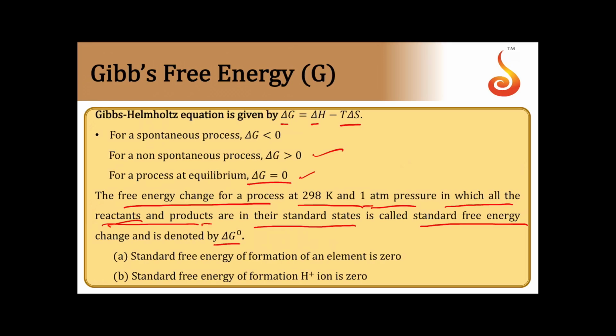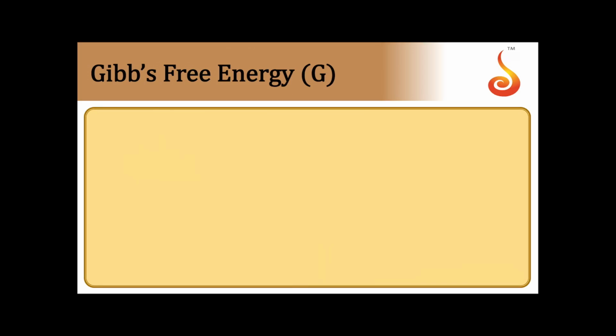The standard free energy of formation of elements is 0. The standard free energy of formation of H plus is also 0. Means it will be like this: standard free energy change, delta G naught of, say, H3O plus hydronium ion formation is equal to 0.